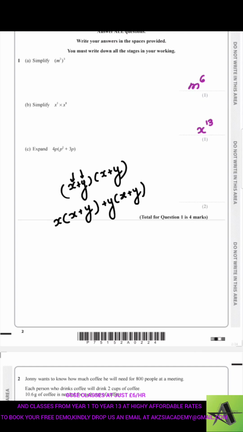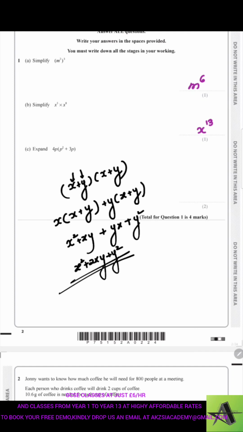Now, x times x is x squared. Now I just need to simplify the single brackets. X times y is xy, plus y times x is yx, and y times y is y squared. So x squared plus 2xy plus y squared.